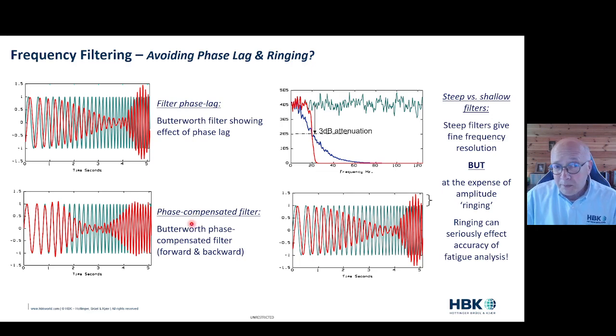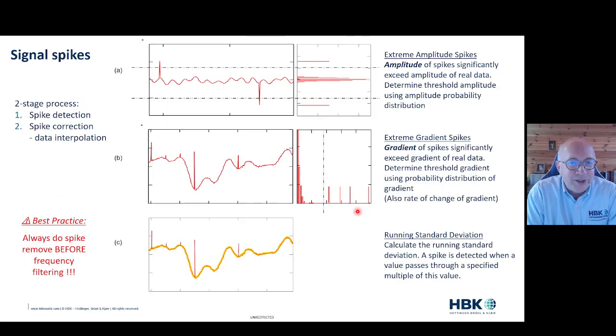Now this is a phase compensated filter, so you now notice that the filtered signal is actually compensated. What I've done here to compensate this, I've used a Butterworth filter and we've filtered it forwards and backwards, which you can only do in software. So what we've now done is we've compensated the filter, but you can still see the ringing. So a steep filter sounds a good idea because it gives you fine frequency resolution, but you have to have a compromise, because that's at the expense of ringing, and ringing can seriously affect the accuracy of our fatigue results.